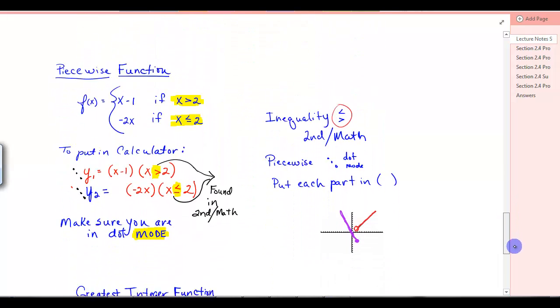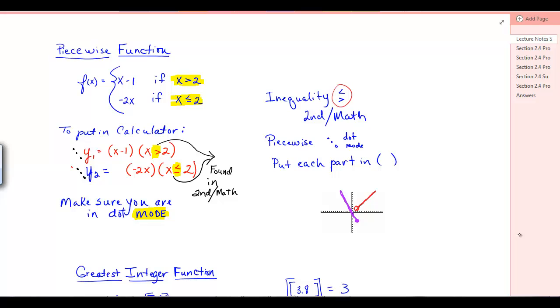All right, then we're going to learn a little bit about a couple of other functions. The first one is called the piecewise function. It is literally made up of pieces, and you'll see it with a brace here. And here's a piece. It's x minus 1 for everywhere that x is greater than 2. It's the line negative 2x if x is less than or equal to 2.